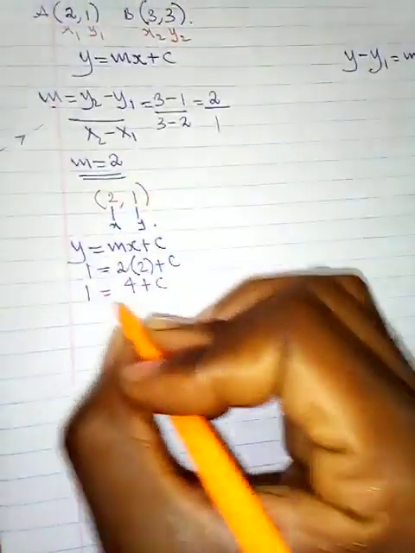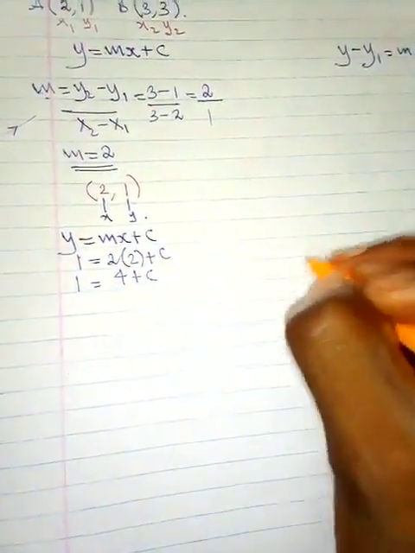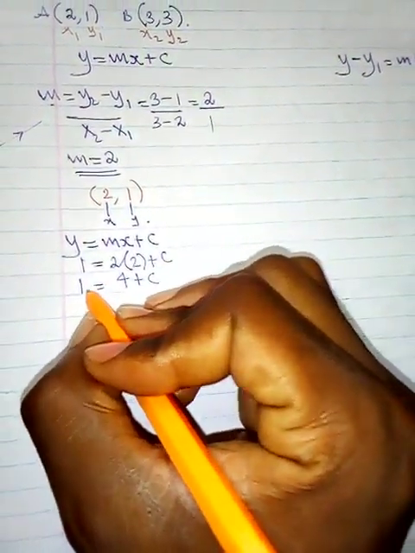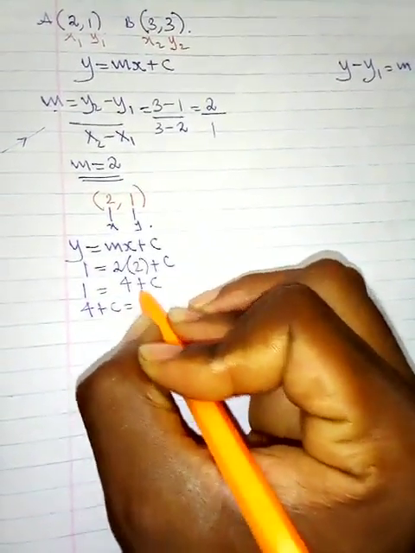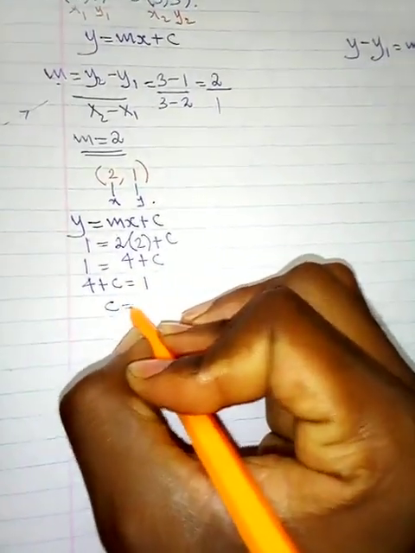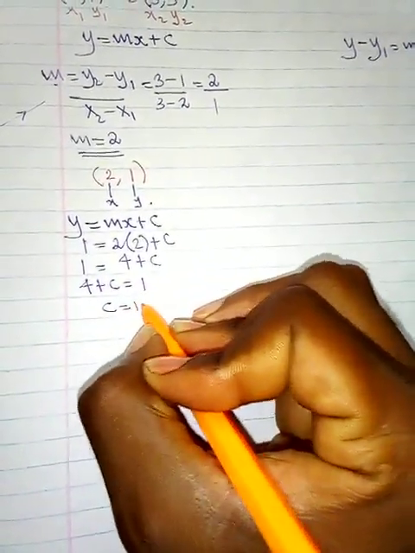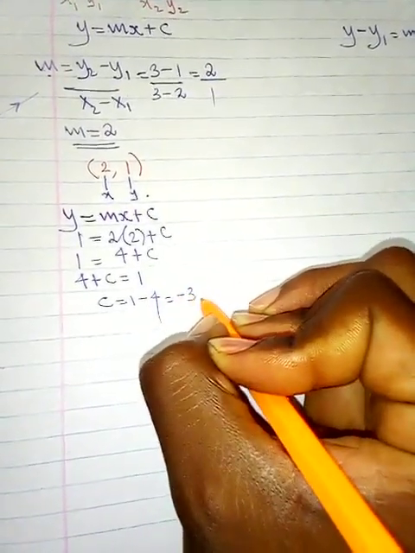Expressions or figures in an equation can be written interchangeably. So if I want, I can write this as just 4 plus c is equal to 1. I just interchange them. This comes this side, this comes this side. C, the 4 is going to go that way. So we're going to have 1 minus 4, which is just going to be a negative 3.